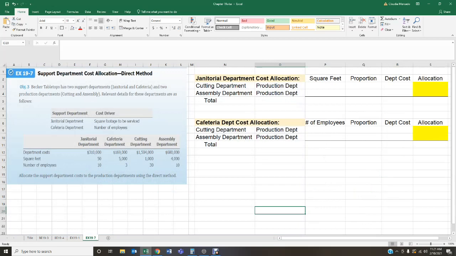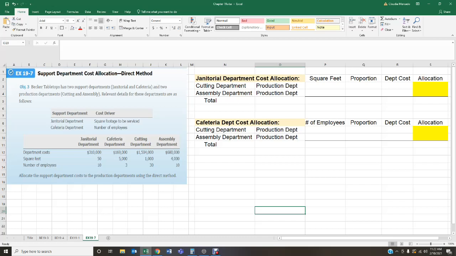Okay, so this problem deals with support department cost allocation using the direct method. It says, Becker Tabletops has two support departments, the janitorial and the cafeteria, and two production departments, the cutting and assembly. Okay, so the janitorial and the cafeteria departments support the production departments, which are the cutting and assembly departments. Relevant details for these departments are as follows.